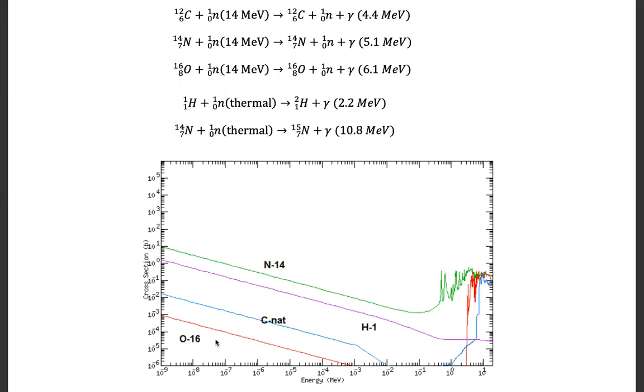So you can see that the red one is oxygen, so it begins over here and comes out over here. The blue one is natural carbon, the purple one is hydrogen, and that's nitrogen. Now for nitrogen, you begin to see a few resonances over here for oxygen and nitrogen. The important point is that this is a log scale. And you can see that most of the reactions are going to take place at lower energies. Some, of course, over here. So yes, the reaction rate goes up after about 4 MeV and goes up at thermal. So that is why we would prefer thermal neutron activation over here.